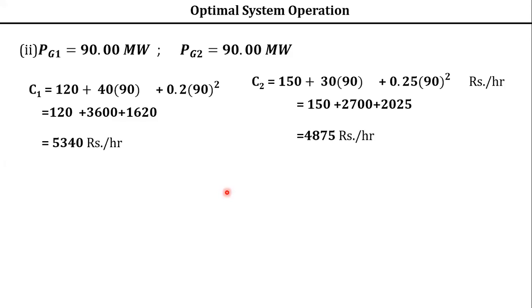Okay, total is 10,215. Abhishek has given it. So let us check: C1 plus C2 is 10,215 rupees per hour. C1 plus C2, so add these two. Therefore that will be your cost. So now what is the savings?